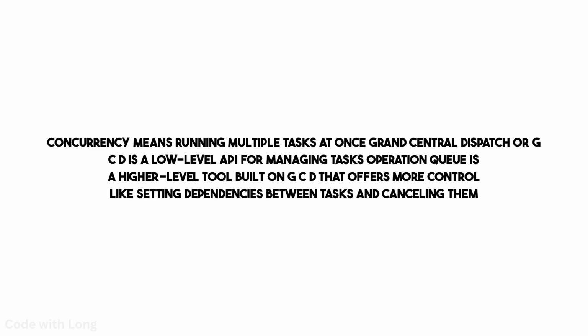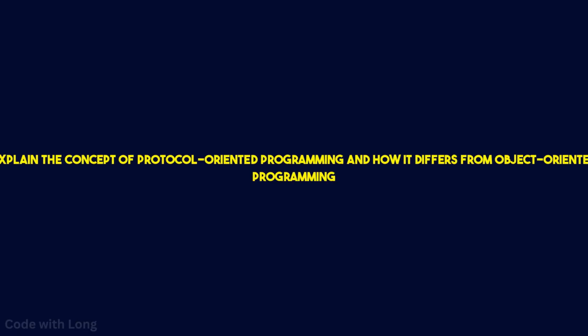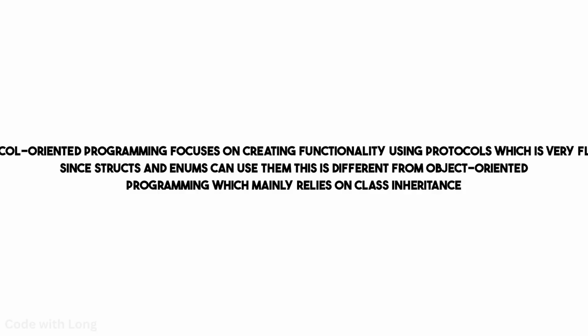Explain the concept of protocol-oriented programming and how it differs from object-oriented programming. Protocol-oriented programming focuses on creating functionality using protocols, which is very flexible since structs and enums can use them. This is different from object-oriented programming, which mainly relies on class inheritance.